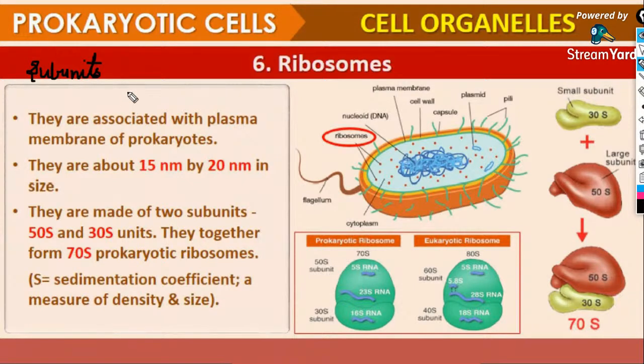So if it is like this, a single unit, we can say that as a single unit. If ribosomes were like this, we could say that as a single unit. But in case of ribosomes, it is two units, like this.